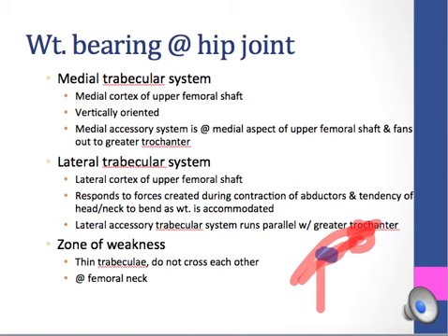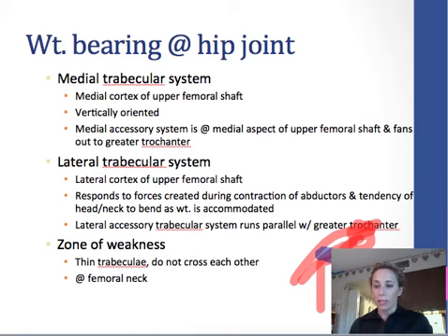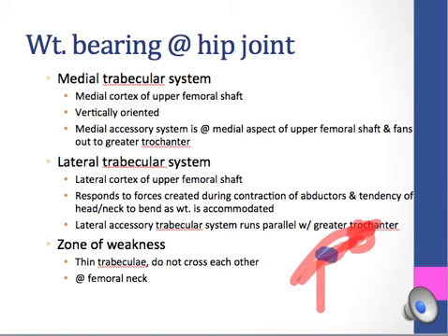And oftentimes in our osteoporotic patients, we'll see that they achieve a fracture there, and they've fallen and fractured there. Or some of our theory is that because it's that zone of weakness, it's actually fracturing, causing our patient to fall.